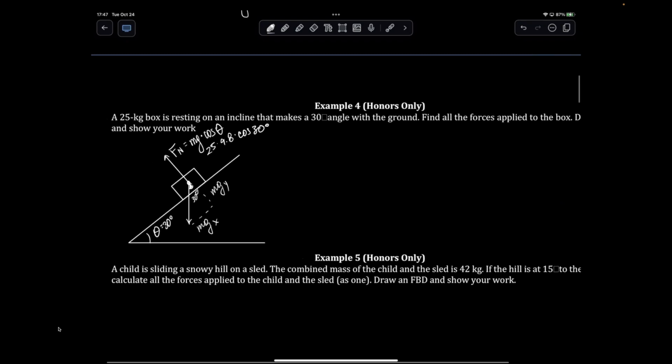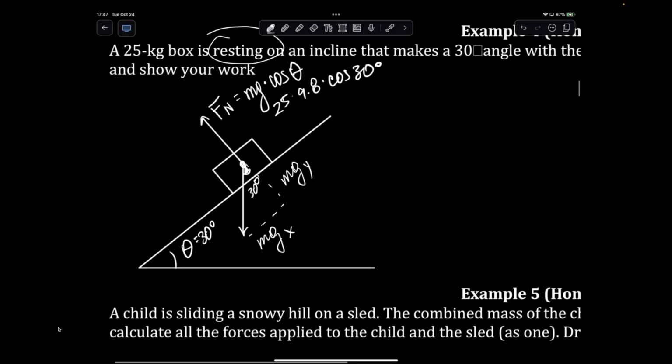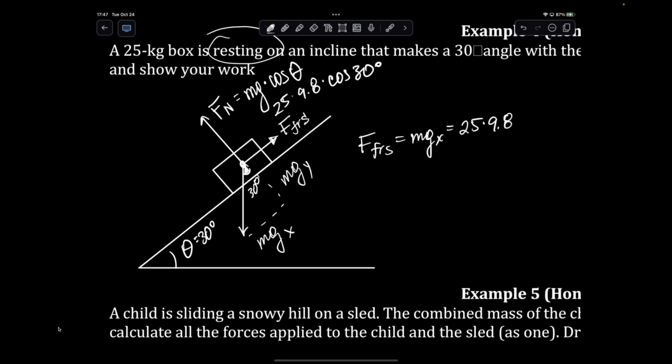It is resting, which tells me that there is one more force, because right now the way I have it, it's going to be sliding down like no tomorrow, accelerating. Since it's resting, then it's going to be force of friction static, and it should be exactly mgx, and it's going to be 25 times 9.8 times sine of 30 degrees because it is at rest.